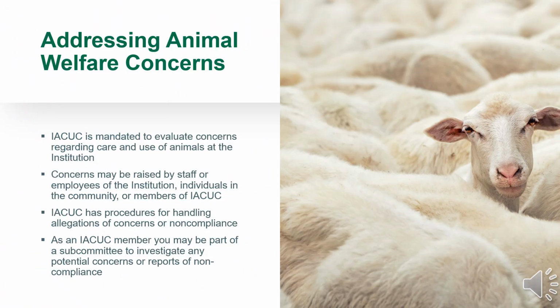IACUC is mandated to evaluate any animal care and use concerns at the institution. Concerns are received from a number of sources. Sometimes they are self-reported by the PI and research staff or from comparative medicine staff. Or IACUC members may identify them in reviews, and some are received via USF's Ethics Point reporting system, which can be anonymous. The IACUC takes all reports very seriously, and there are procedures in place for handling allegations of concerns or non-compliance. As an IACUC member, you may be part of a subcommittee to investigate any potential concerns or reports of non-compliance.